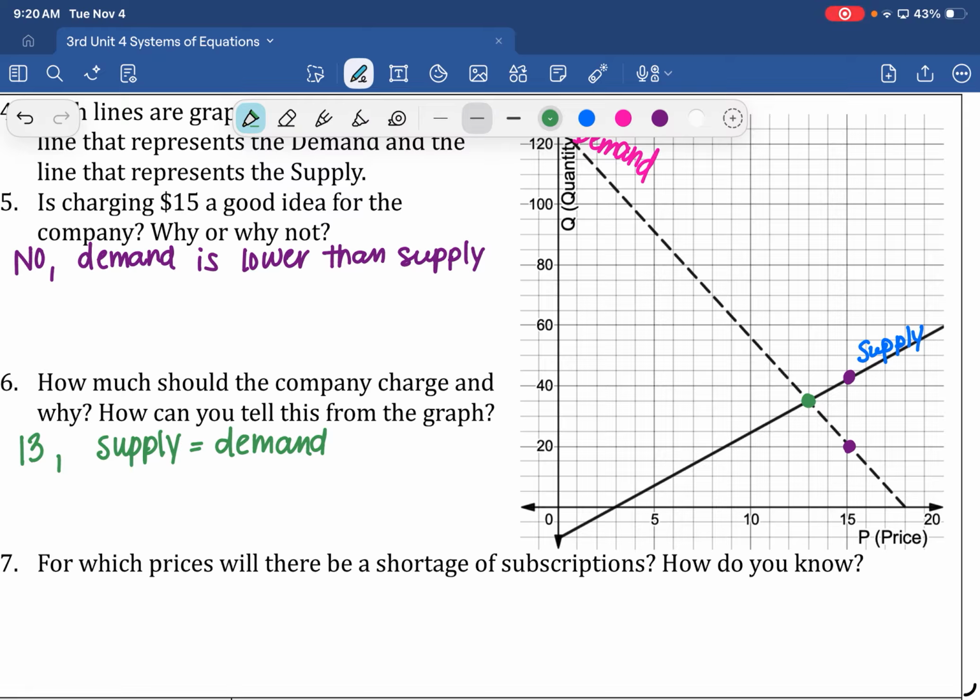Okay, now, for number 7, it says, for what prices will there be a shortage of subscriptions? So where will the supply not meet the demand? Under 13. Or we could say at less than $13, there is a shortage. Or we could say there is less supply than demand.